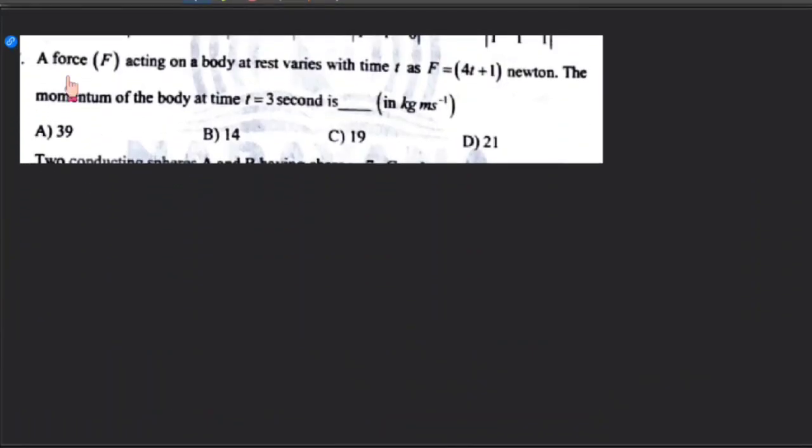A force F acting on a body at rest varies with the time t as F is equal to 40 plus 1 Newton. The momentum of the body at time t equal to 3 seconds is, impulse can be written as, right?